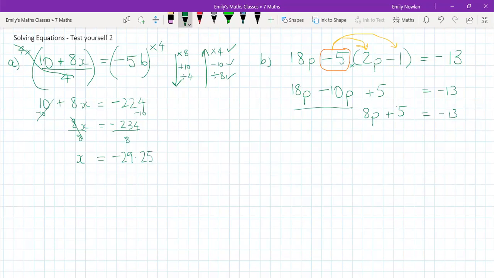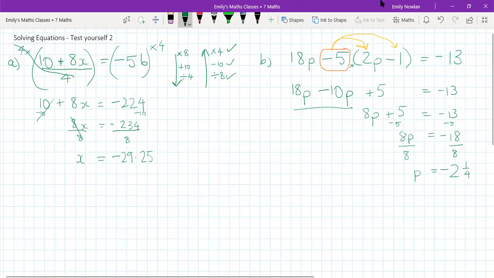Now, undo this by taking 5 away from both sides. Left with 8p is equal to minus 13 minus another 5 is minus 18, divide by 8, divide by 8, p is equal to minus 18 divided by 8, which you can write as minus 2 1/4 or minus 2.25. How'd you go?